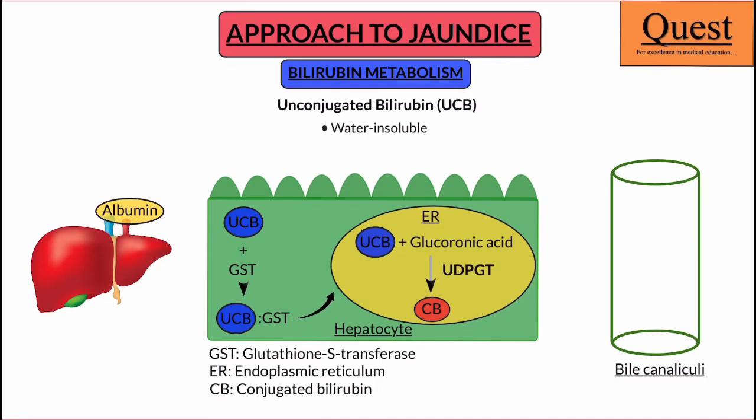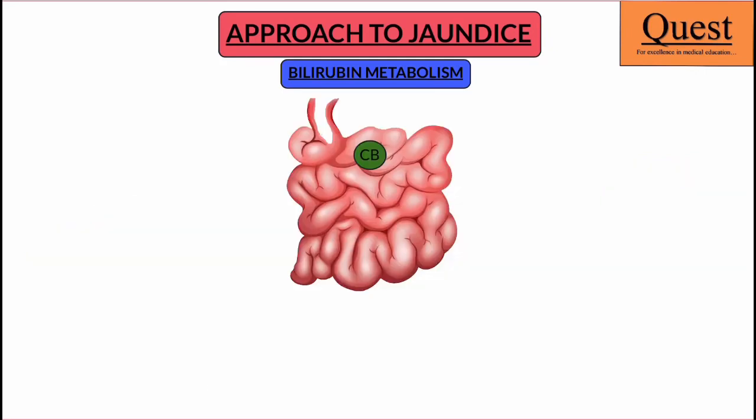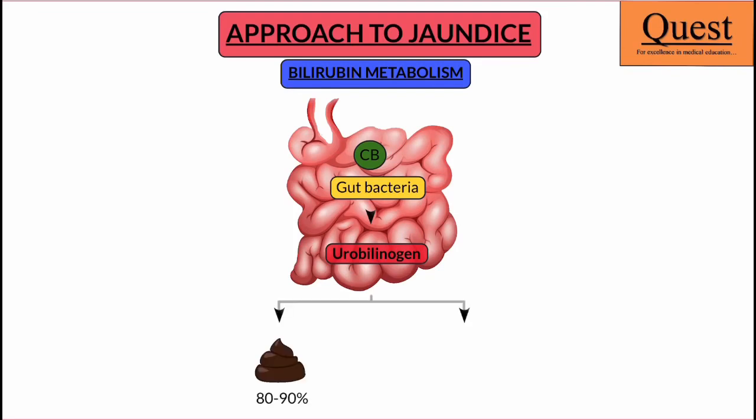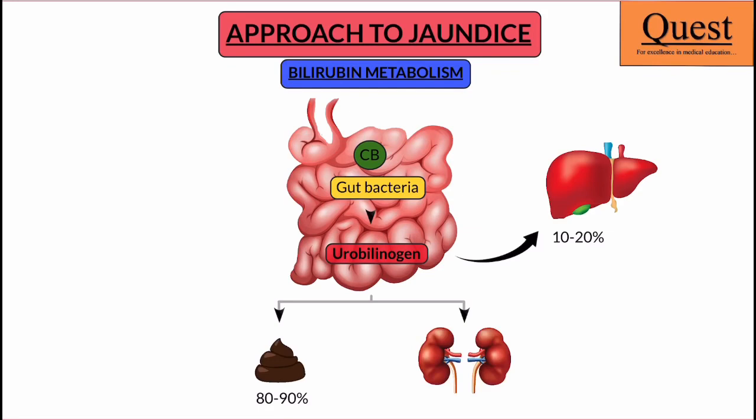After conjugation, it is sent across to the bile canaliculi via the MRP2 channels. Once in the biliary tract, bilirubin reaches the small intestines and eventually is metabolized by the gut bacteria to urobilinogen. 80 to 90% of this urobilinogen gets excreted in the feces, while the remaining 10 to 20% is reabsorbed back to the liver. Only a small fraction of urobilinogen is excreted via the kidneys. This is the complete cycle from heme to bilirubin and its excretion.